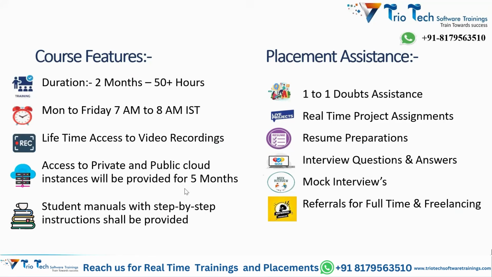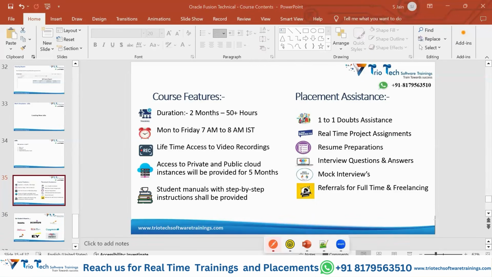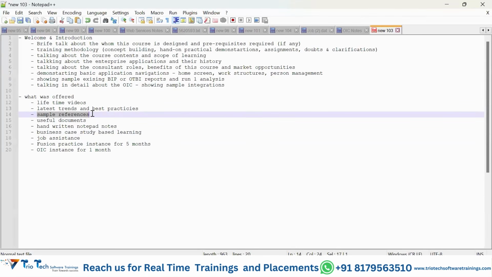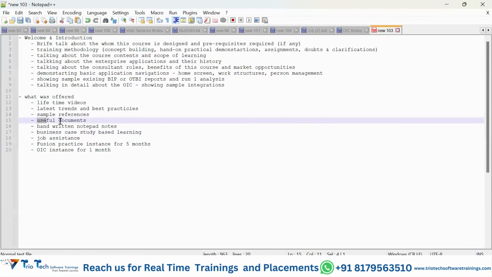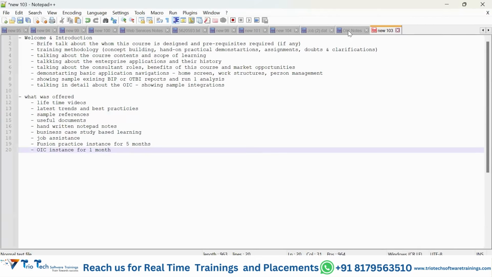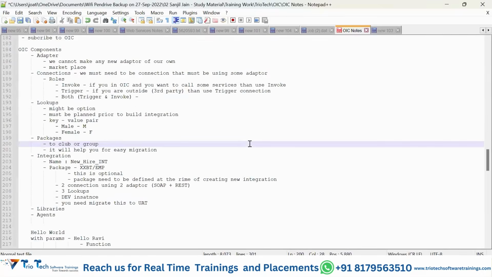Adding to all we have discussed, as part of this course curriculum you will get lifetime access, you will understand the latest trends and best practices, and we will provide loads and loads of sample references, like sample reports and sample data extractions. We will provide the best documents which we have acquired over a period of time based on our experience. We will also provide handwritten notes. Like these are the handwritten notes. During the course of actions, we will be creating these notes for you, like we have created these notes, and we will be providing them.